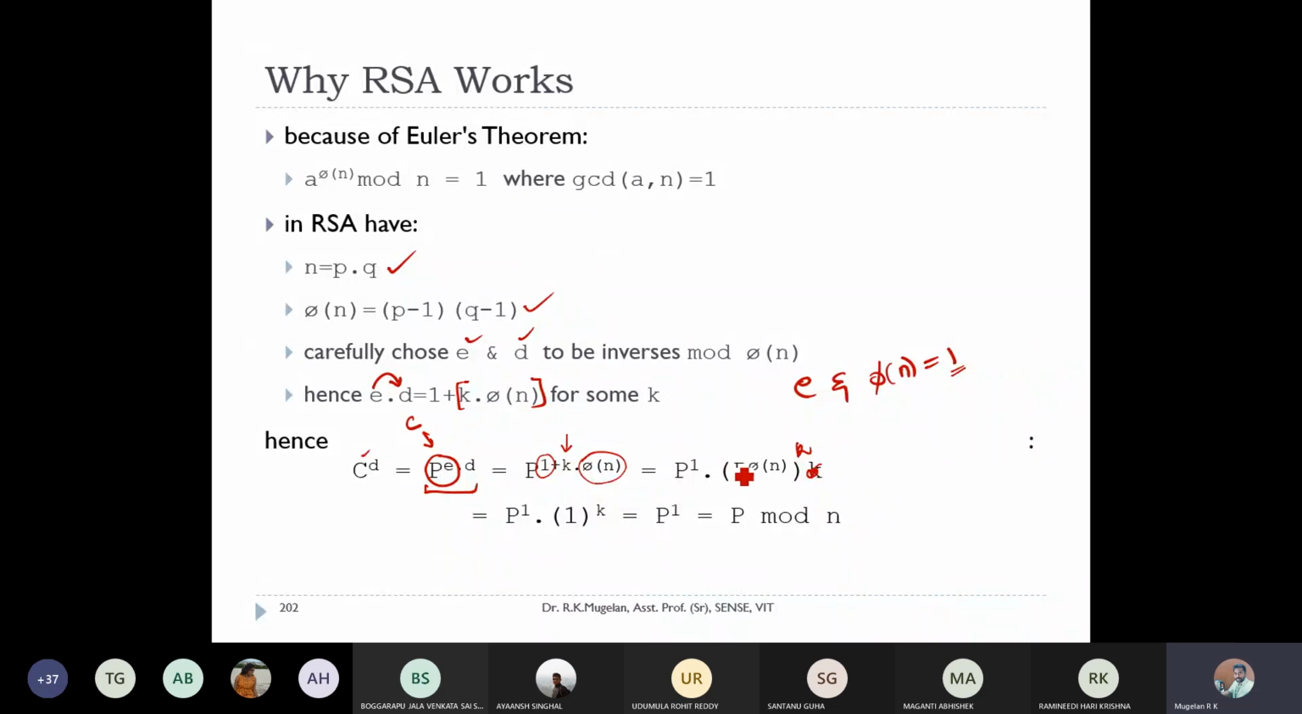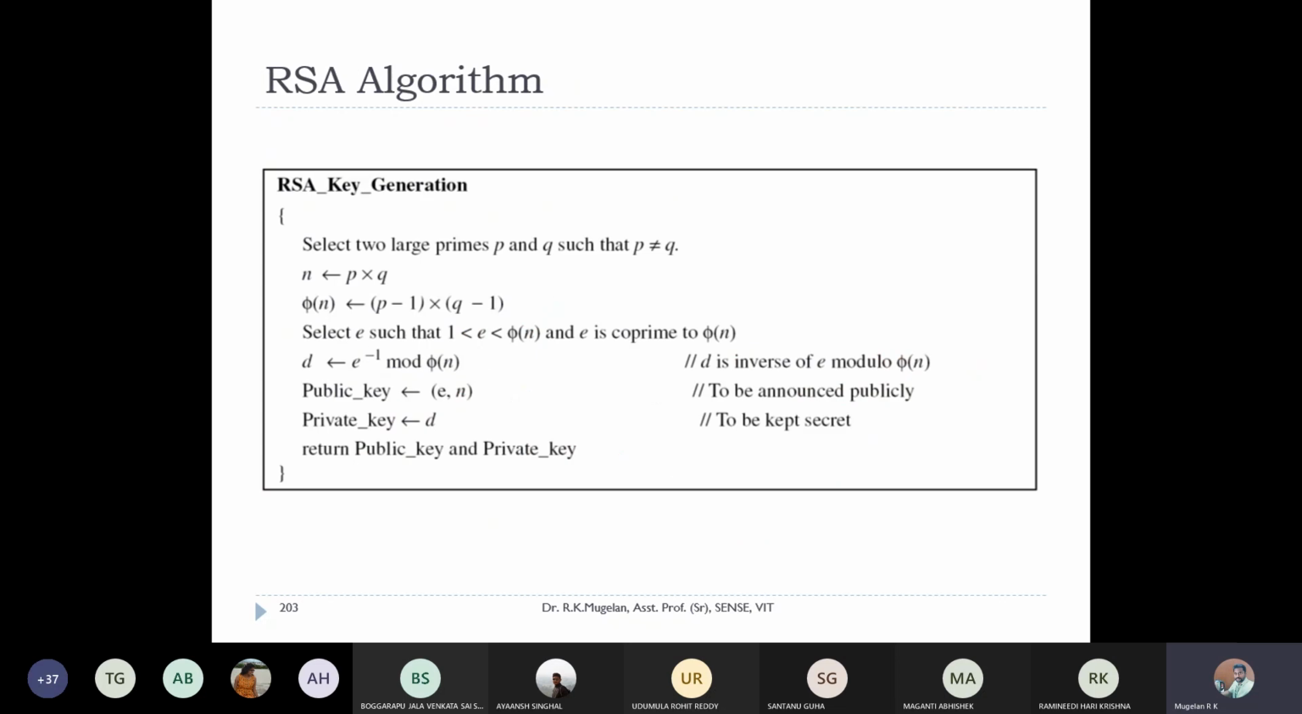So we already know P, or anything, a power phi of n modulo n will go to 1. This is Euler's theorem. So this entire thing will go to 1, and 1 raised to the power of any value of k will be 1 alone. So P power 1, I'll be getting the plaintext back. We'll see an example so you will get a clear picture.